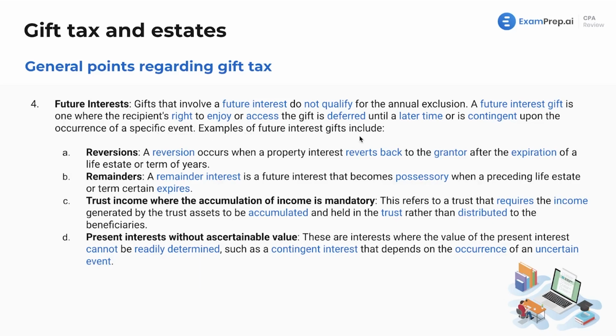Examples of future interest gifts include, well, we've got reversions. A reversion occurs when a property interest reverts back to the grantor, the original person who gave the gift, after the expiration of a life estate or a term of years.